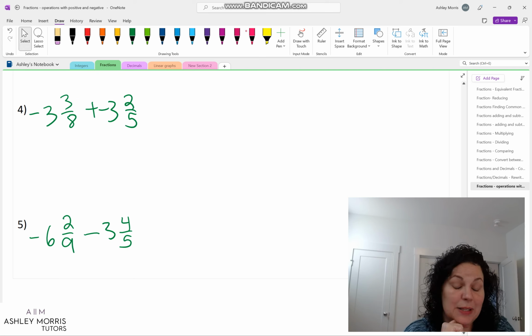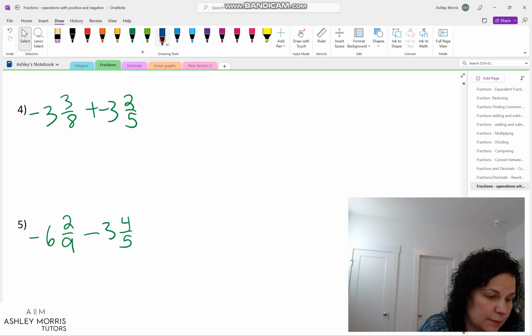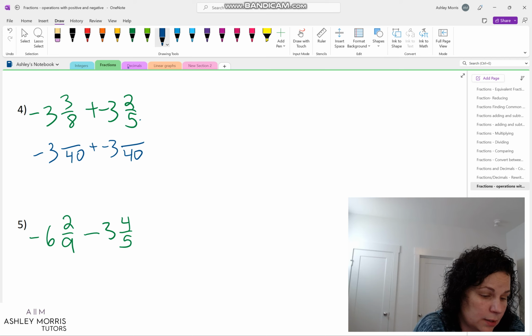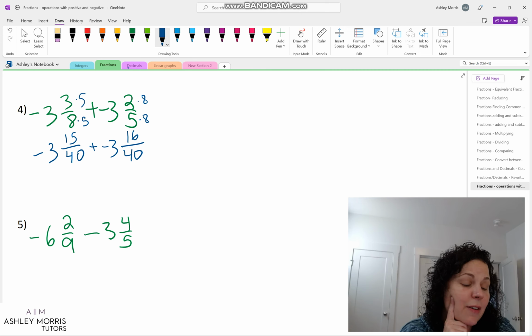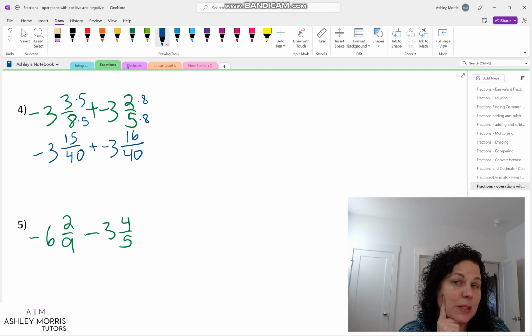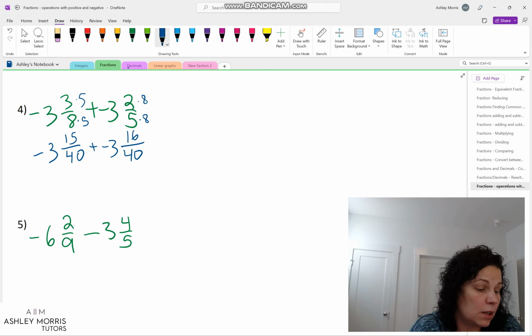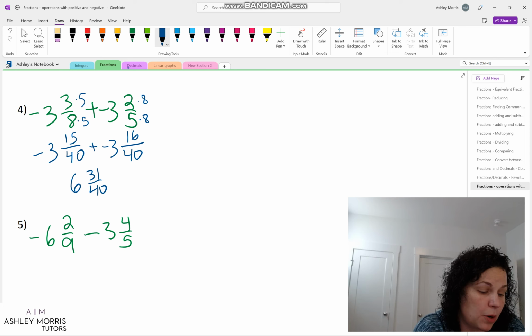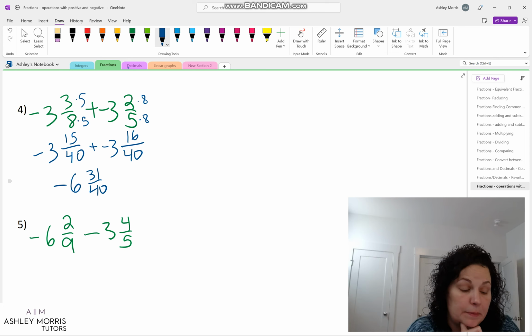Oh, now we got to get some common denominators. All right, we can do this. The common denominator for 8 and 5 is 40. Make sure my negatives don't get lost. So that's going to be a 16 on top. It's going to be a 15. Now these have a plus sign in the middle and they have the same signs. So we are just going to add. 3 plus 3 is 6. 15 plus 16 is 31. They were both negative, so we're going to keep it negative.